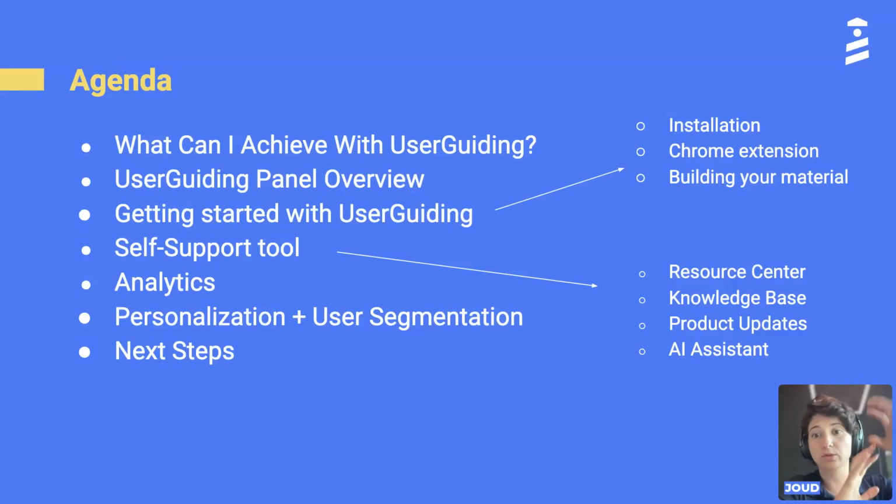We'll go through the UserGuiding panel overview. Of course, we'll display how it looks, where you can navigate, how to navigate it, create your guides, create your material, and maintain it. And how to get started with UserGuiding: we'll talk about the installation, the different ways that you can install it, the Chrome extension.